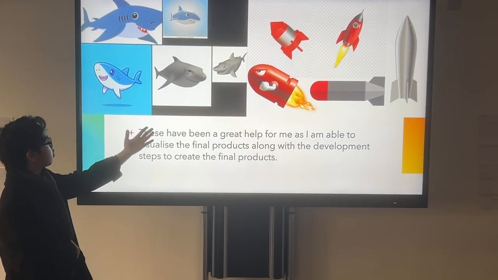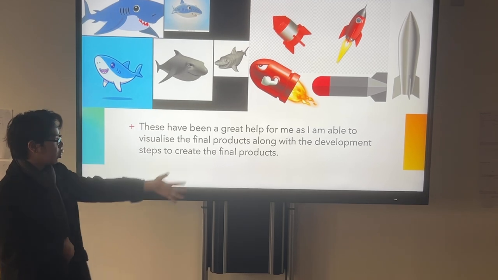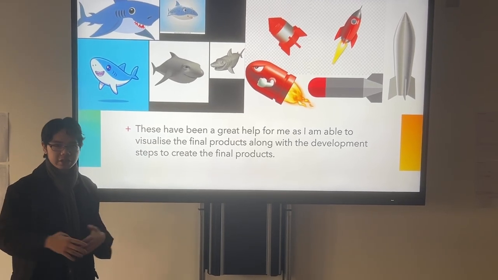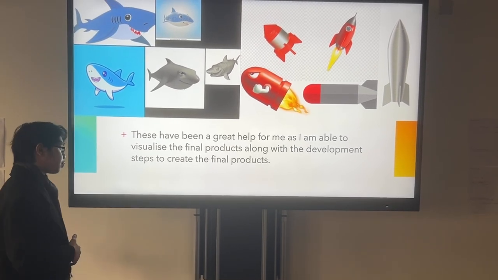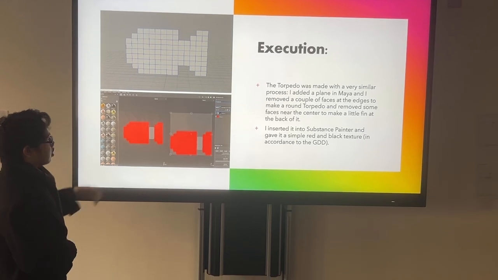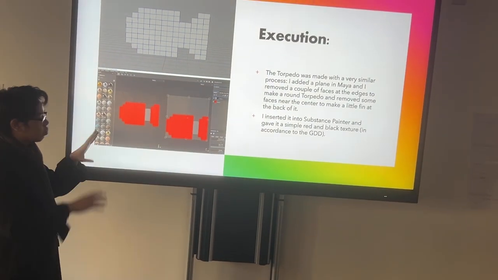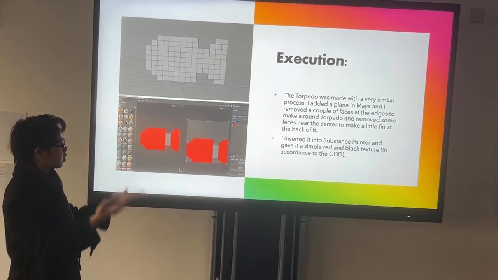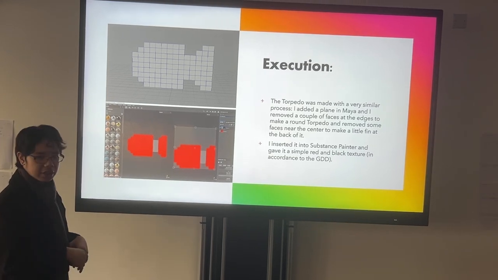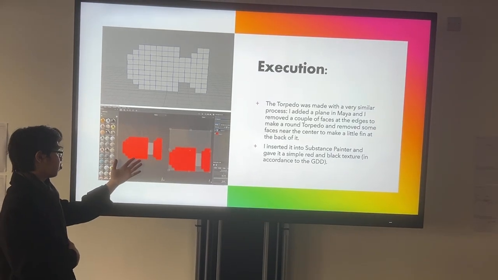Again, here's the mood board for the shark and the torpedo. Been a great help because it helps me visualize what I want. Same process with the torpedo. Added a planar, cut the sides, inserted it into Substance Painter, and just colored it.